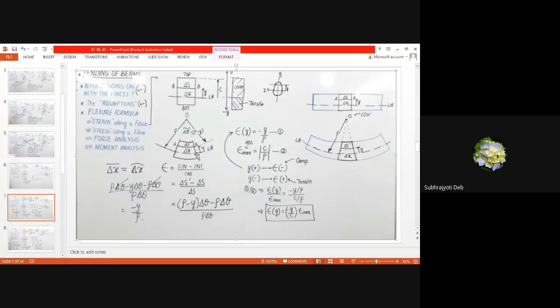Just think of it, in the topmost fiber it will have the maximum amount of compression, so strain will also be maximum. That is why we have taken this as c. The distance is here c, so in place of y this is c by rho.